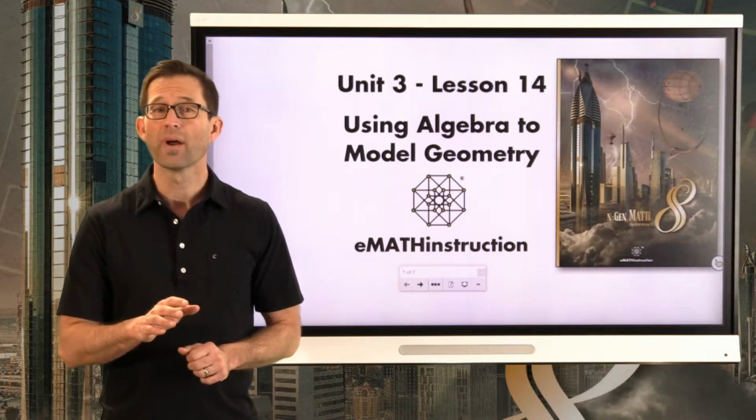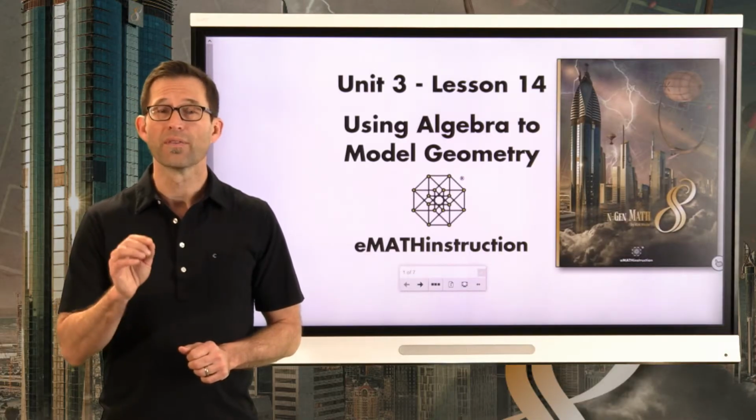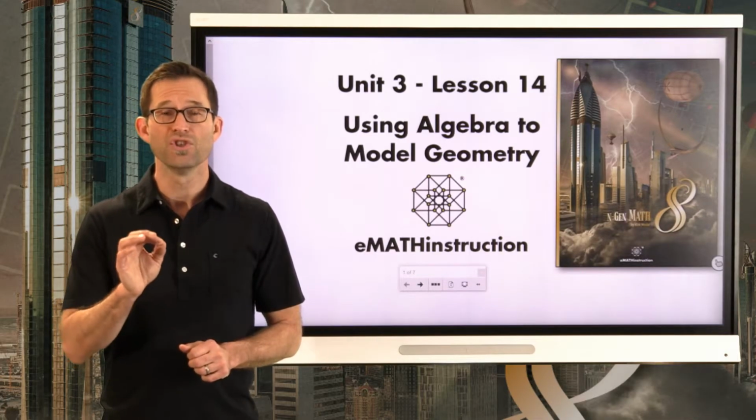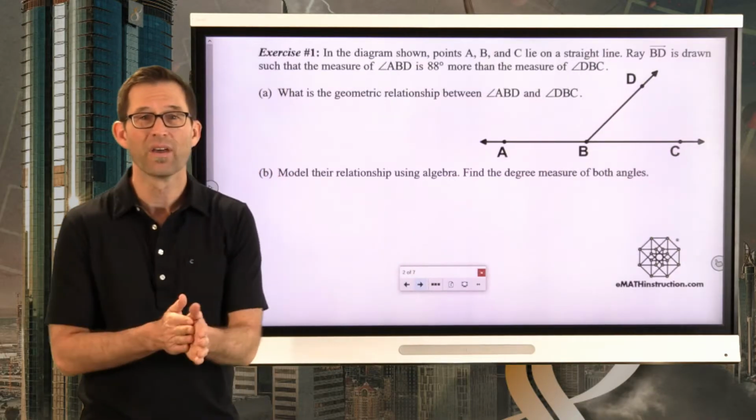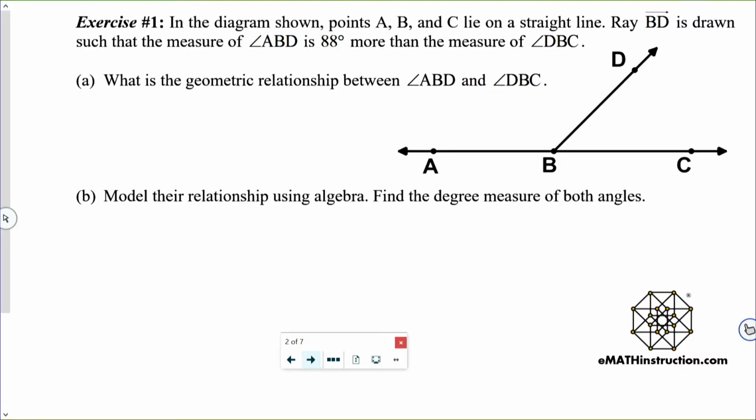So let's jump right into it, where we model geometry using algebra. Here we go, exercise number 1. In the diagram shown, points A, B, and C lie on a straight line. Ray BD is drawn such that the measure of angle ABD is 88 degrees more than the measure of angle DBC. Letter A asks us, what is the geometric relationship between angle ABD and angle DBC?